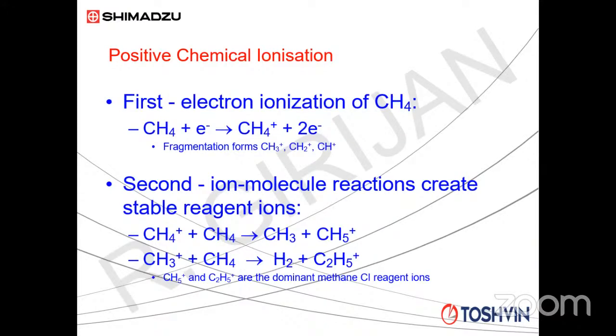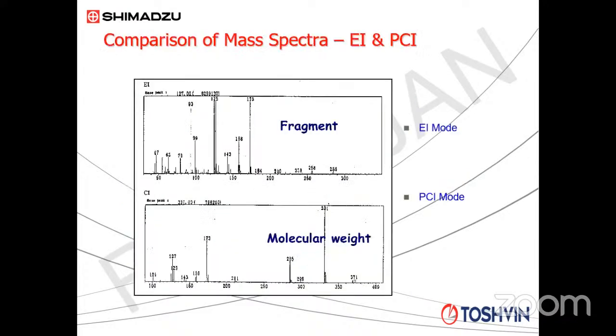So there is a large population of these reactive ions in the system. Now, this is a comparison of a certain compound analyzed by EI mode and PCI mode. You can see that the upper one is the EI mode spectrum. The lower one is the PCI mode spectrum. The compound is the same. So you can see that you get a very complex spectrum using EI mode, whereas using PCI mode, you get a very, very simple spectrum.